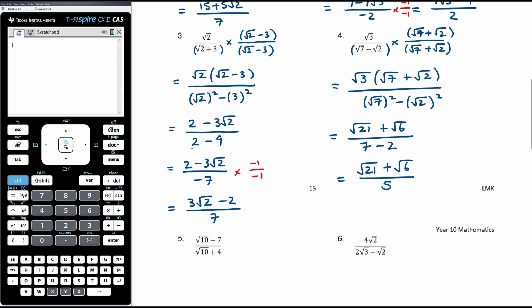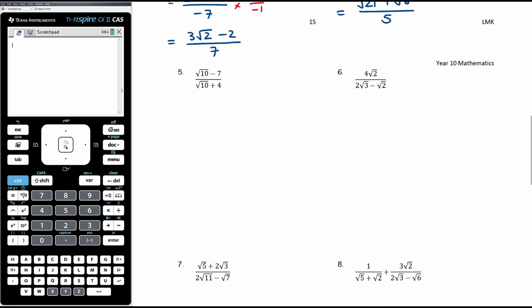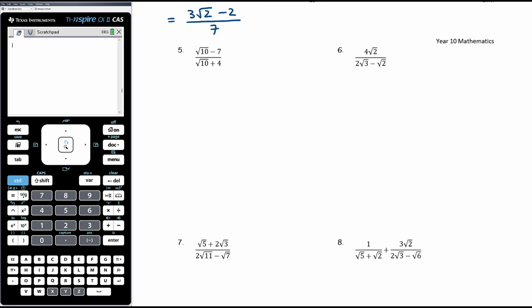So the fraction is also in simplest form. We've got a positive denominator, so everything's all good. Okay, a couple more examples. Example 5. Again, focusing on what do we need to do to rationalise the denominator. So the conjugate pair of root 10 plus 4 is root 10 minus 4.